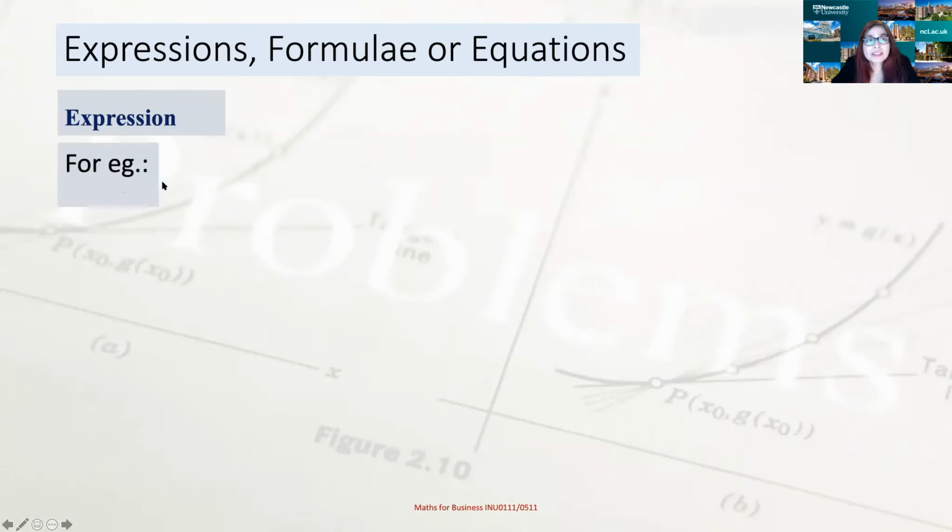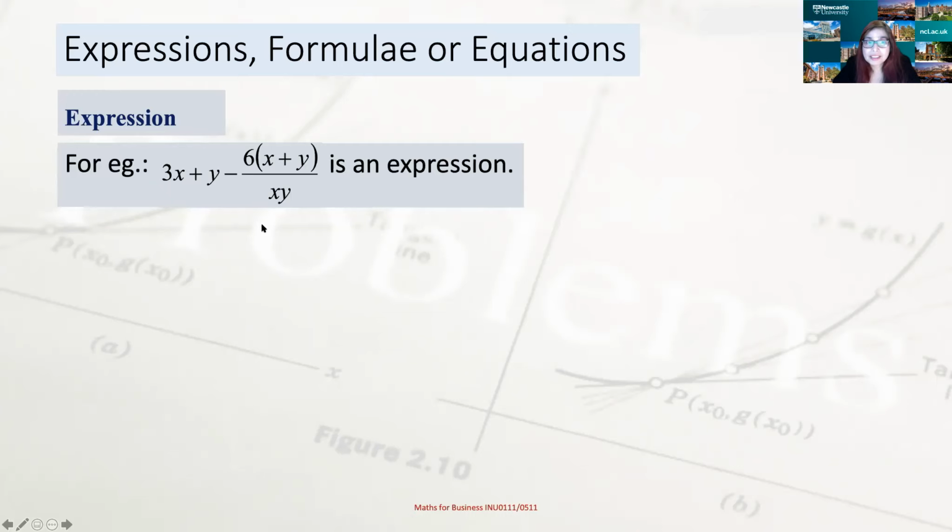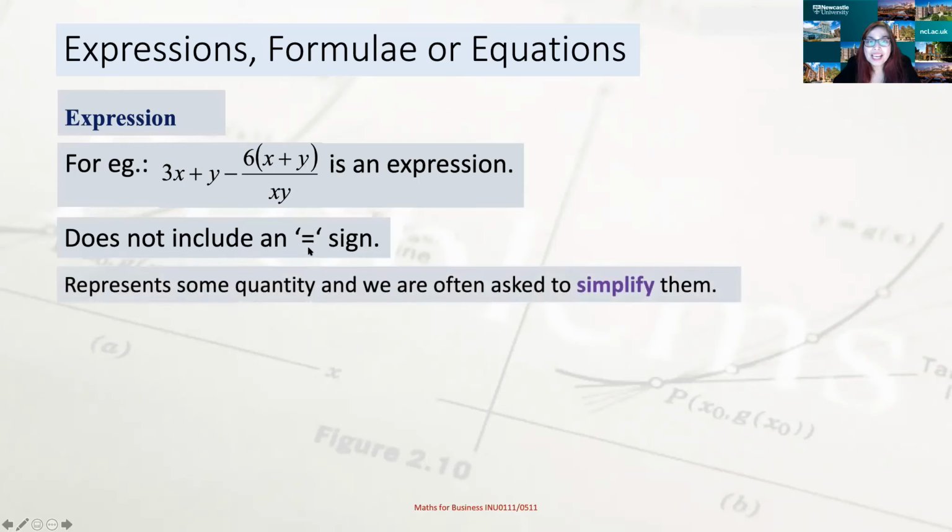Expression, for example, as we have seen, this is an expression. It has numbers, it has letters, and it has the mathematical operations: addition, subtraction, multiplication, and division. It does not include the equal to sign. Look at that. It does not include the equal to sign. It represents some quantity we are often asked to simplify. Expressions are usually given in an unsimplified form, and then you are asked to simplify it. So please remember, an expression does not have an equal to sign. It is just an expression. You may be asked to simplify that.